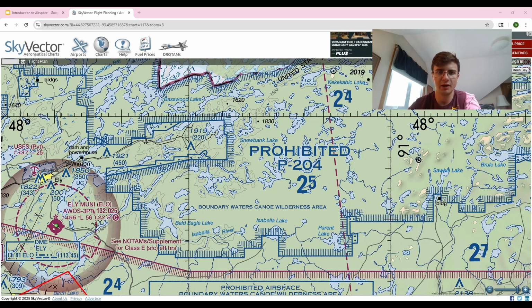So prohibited areas you cannot enter under any circumstances. They're denoted by these dashed blue lines. Dashed isn't the correct word. I can't think of the word off the top of my head, but you can see it right here. It's this lined blue area here. In this case, we're looking at northern Minnesota here, so if you want to pull this up on your own sectional, you can. This is protecting the Boundary Waters Canoe area. If you want more information on the prohibited area, you can look up P204, and that gives you all the information for the prohibited area that you need to know.